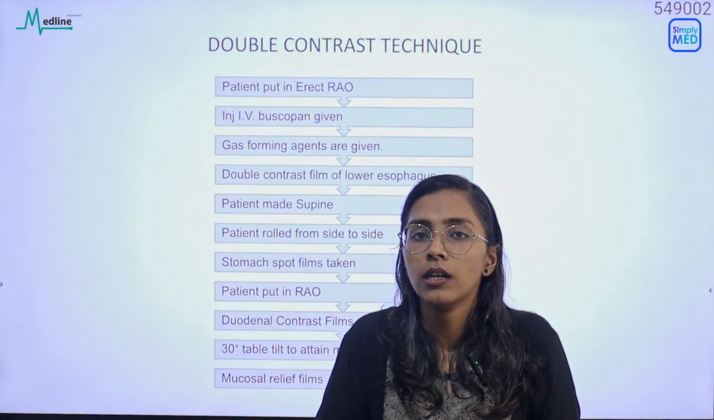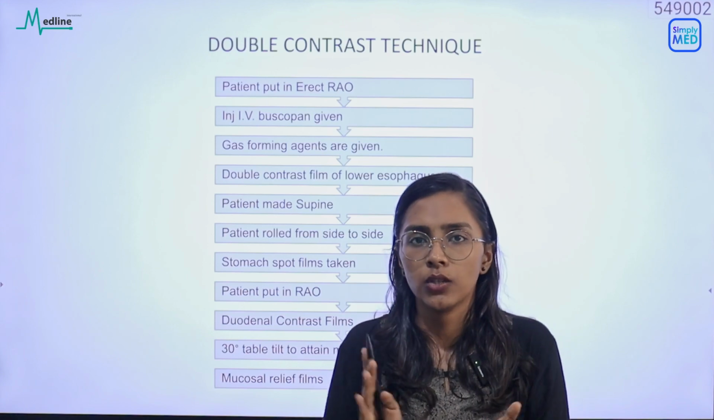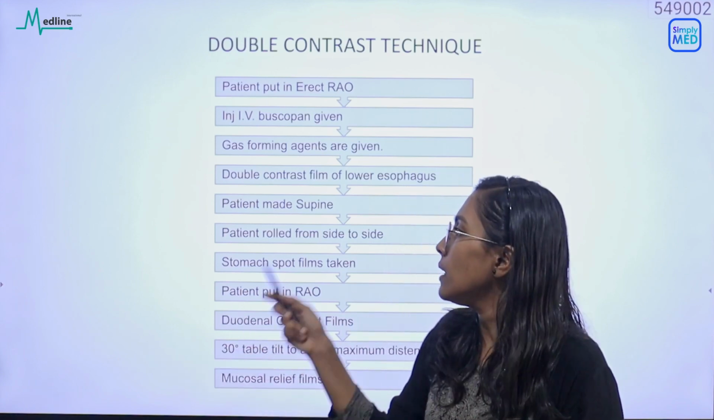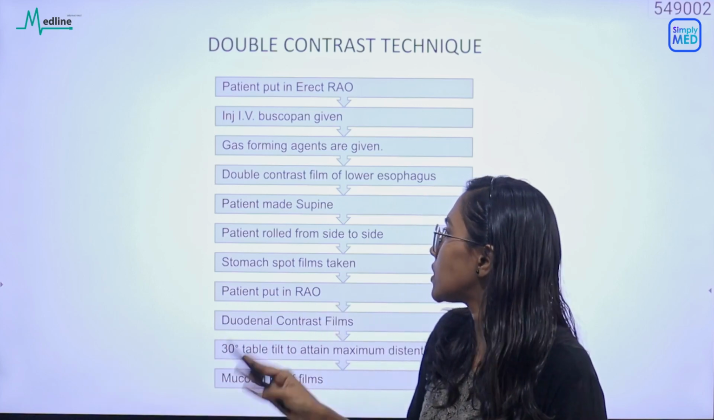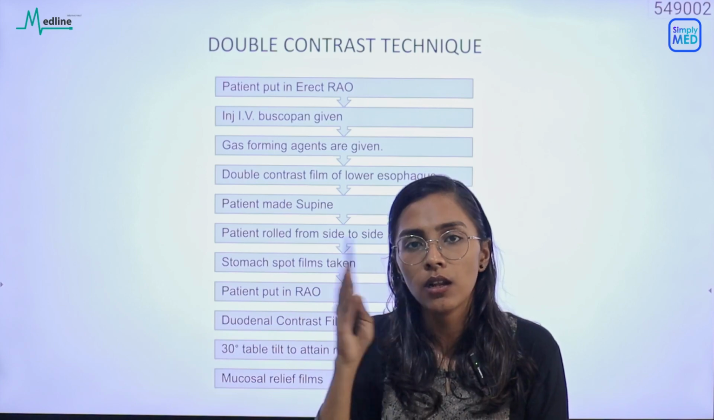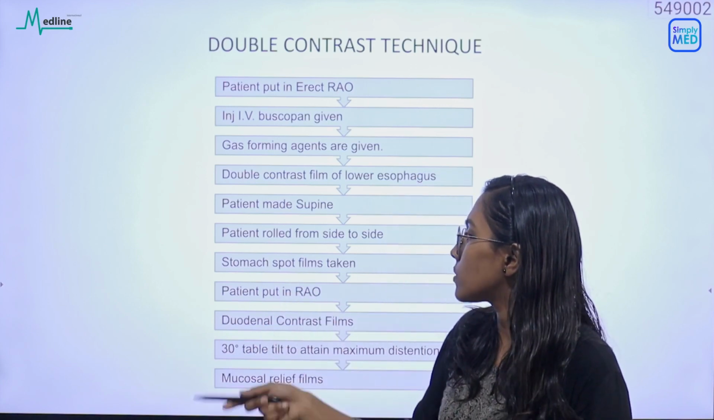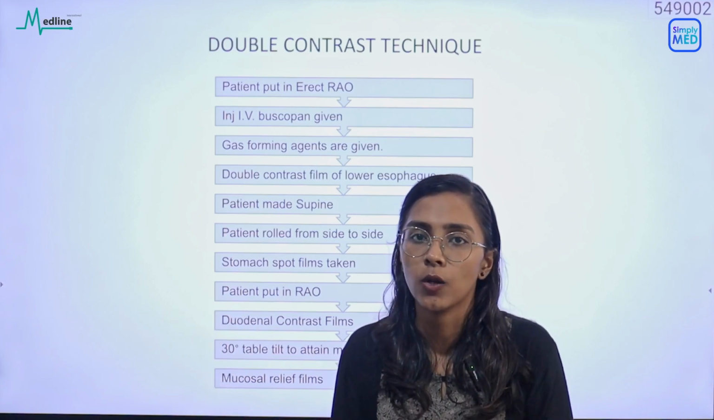Gas forming agents are given, then a double contrast film of the lower esophagus. So first we take the double contrast film of the lower esophagus. We can start with the esophagus. Then we make the patient supine, and we ask the patient to roll in a clockwise manner from side to side. Then we can acquire the stomach spot films like the fundus and so on.